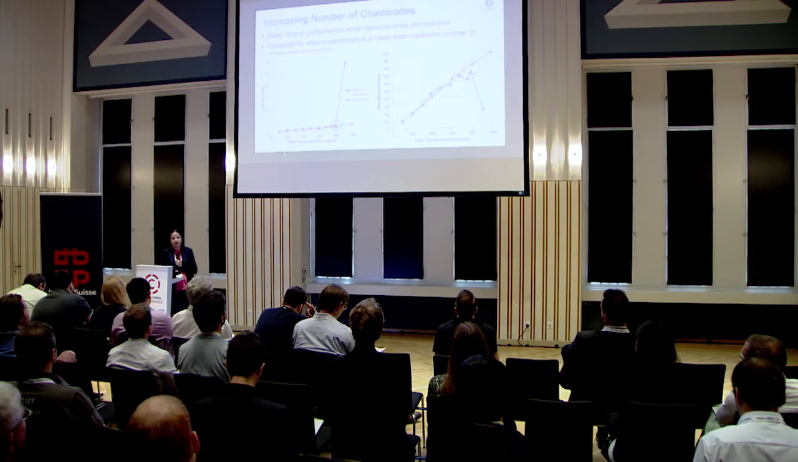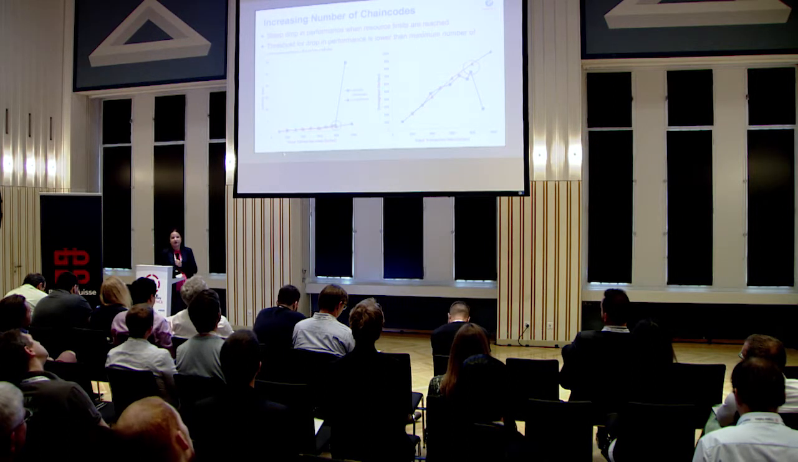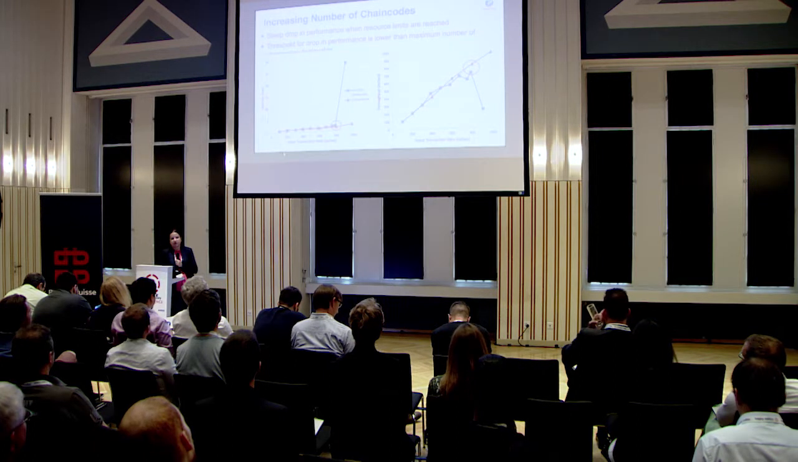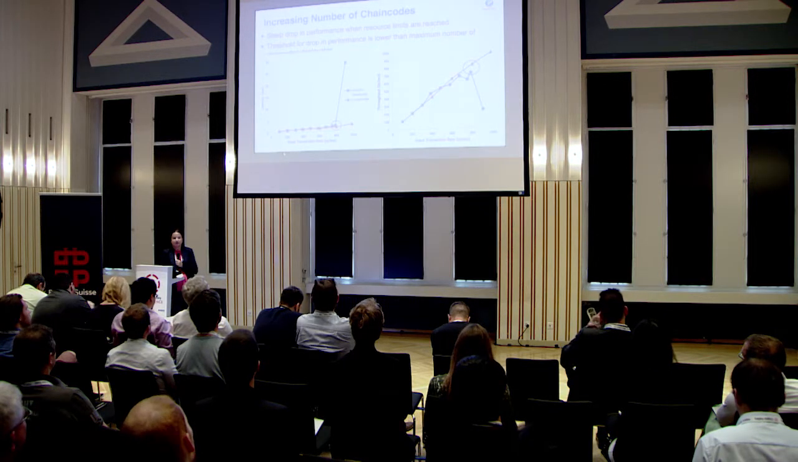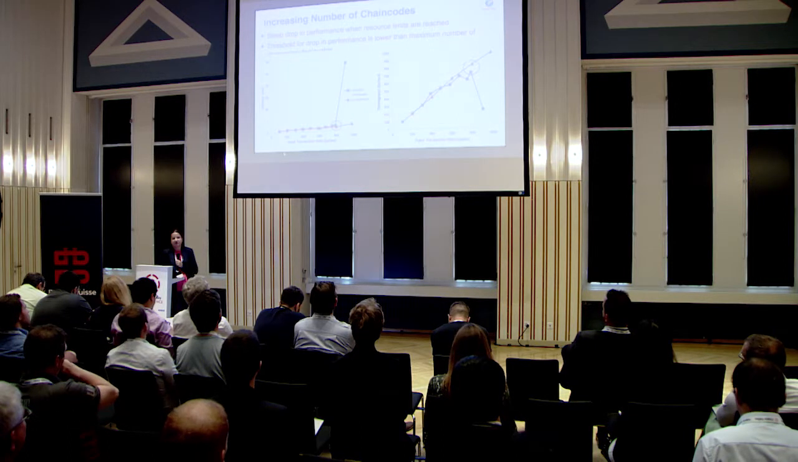Okay, so on the x-axis here, you see the input transaction rate. So for a certain input transaction rate, it was sent in parallel to all the chain codes to stress out the resources on the peers. So there's a steep drop in performance when resource limits are reached, and this threshold is lower than the maximum number of chain codes that is deployable.